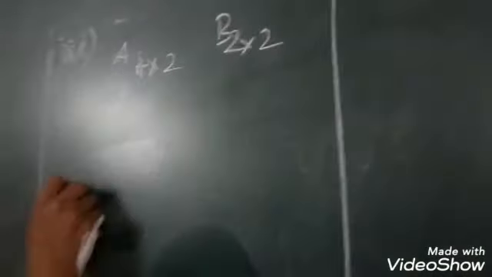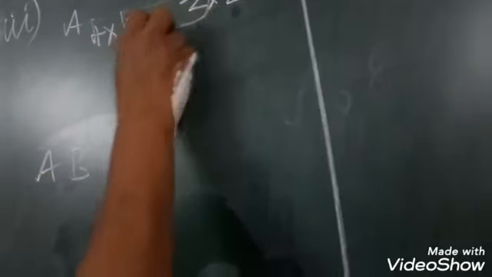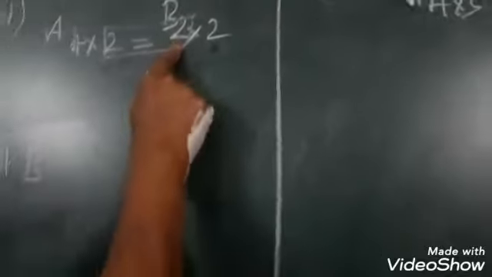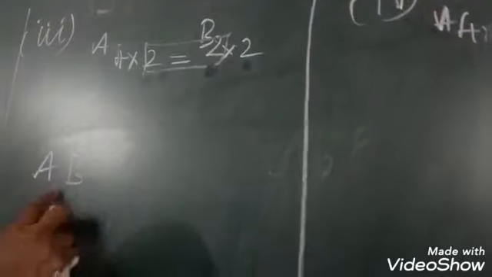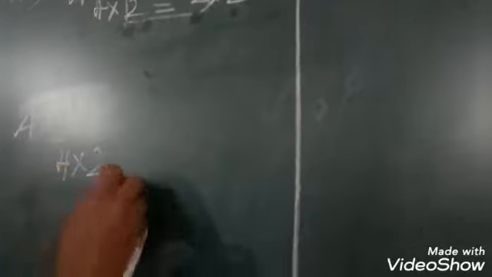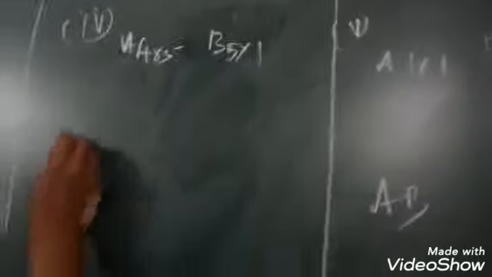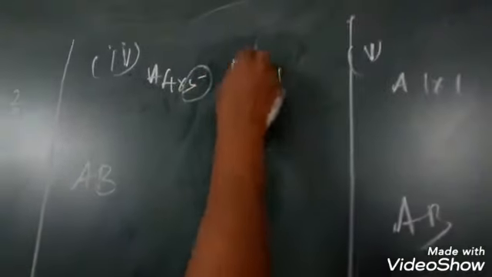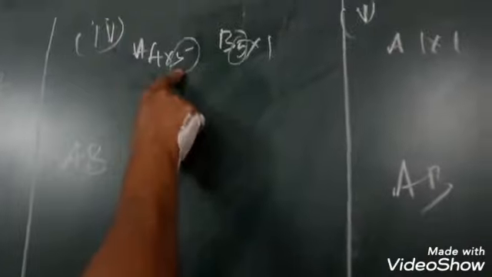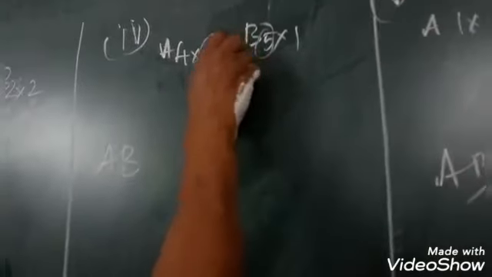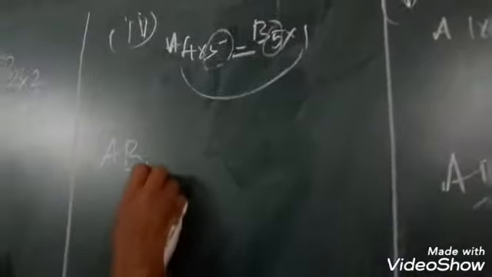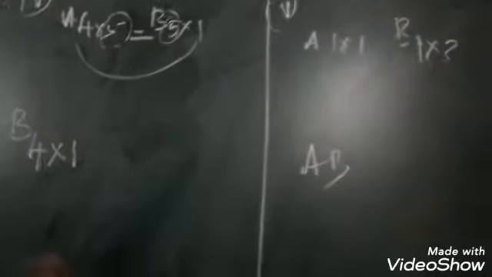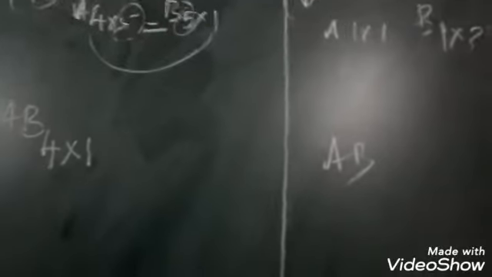The same, see the next one. A order is 4 cross 2, B is 2 cross 2. Here see girls, both should be equal. The first matrix column, the second matrix row, both should be equal, so the order of the product is 4 cross 2. Okay girls, see the fourth one. If you want to multiply AB, see the column, then see the first row. Both should be equal, so the product order is 4 cross 1.